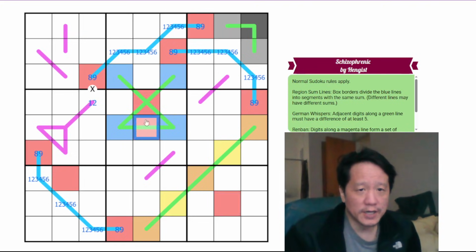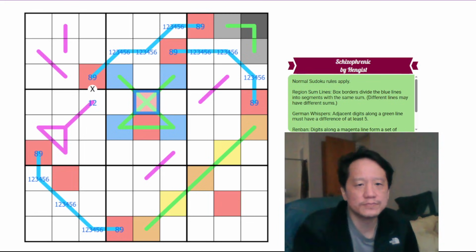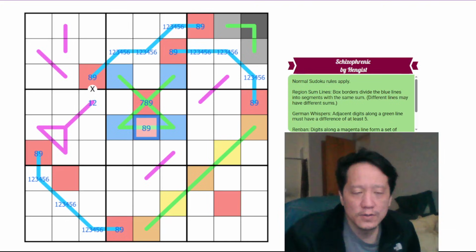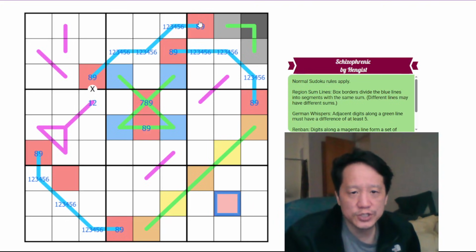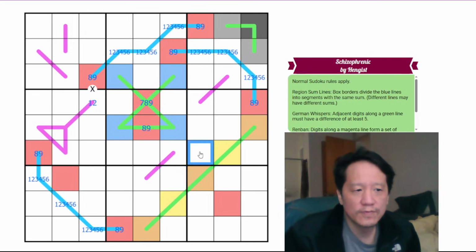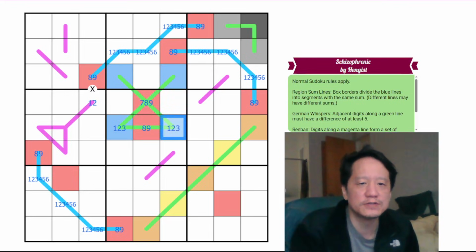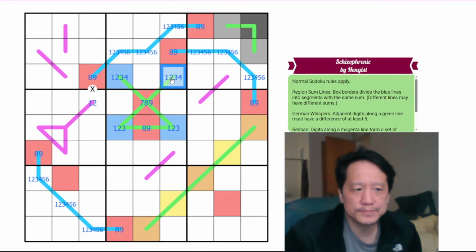So this is 8 or 9. This is next to at least 2 unique digits on a Whisper 5 line. So this is 7, 8, or 9 here. This is the same digit. What else do we have? This is next to 2 unique digits on a Whisper 5 line. So it's 1, 2, or 3. Same as this. And this could be 1 through 4 here. We don't know. These are 2 low digits.